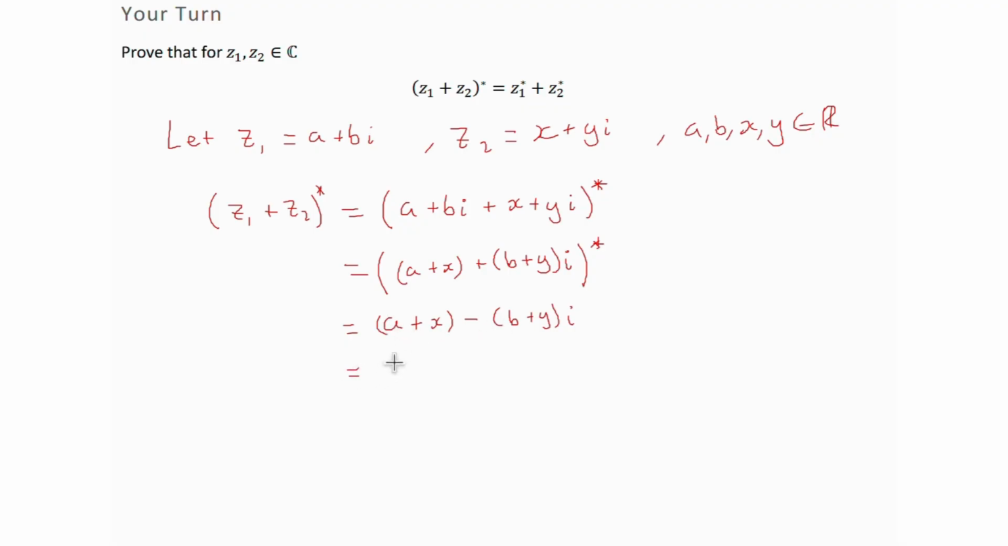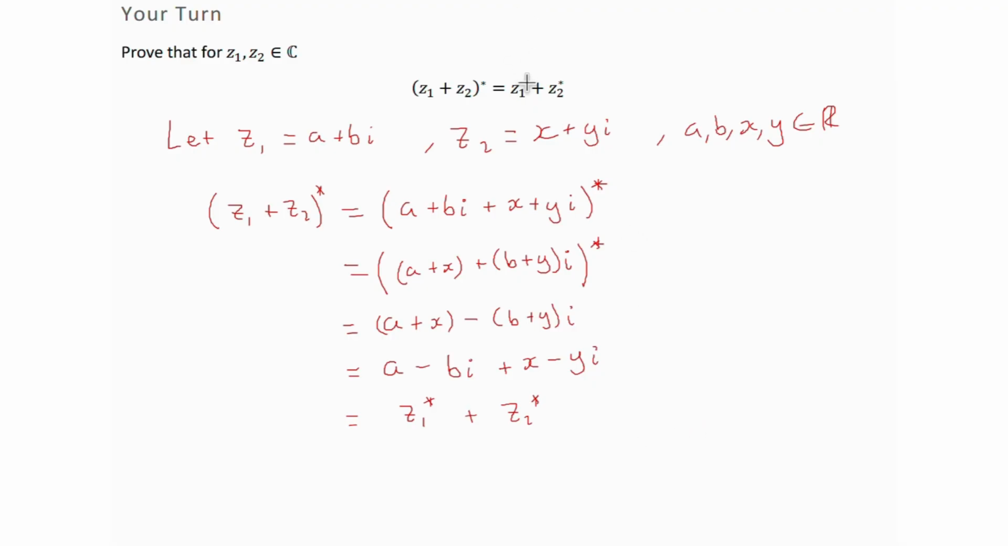I'm just going to rearrange this into A minus Bi, and then plus X minus Yi, which is equal to Z1 conjugate, because this is the conjugate of Z1, plus Z2 conjugate, because this is the conjugate of Z2. And there we have our proof.